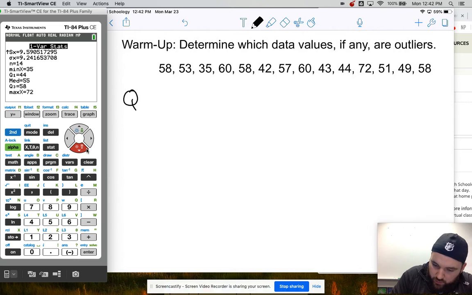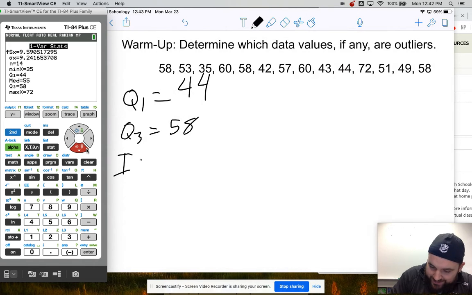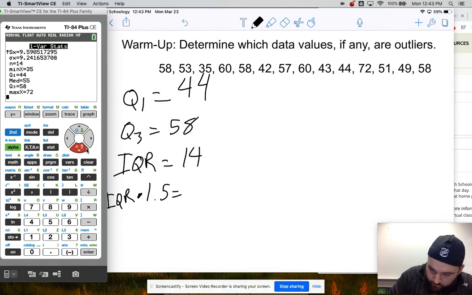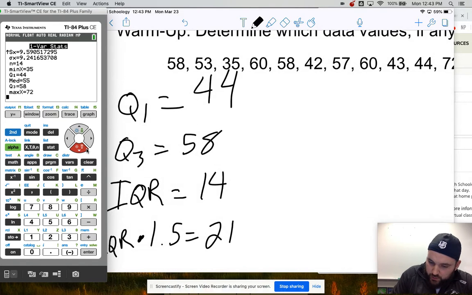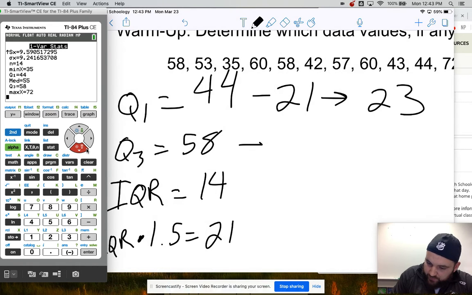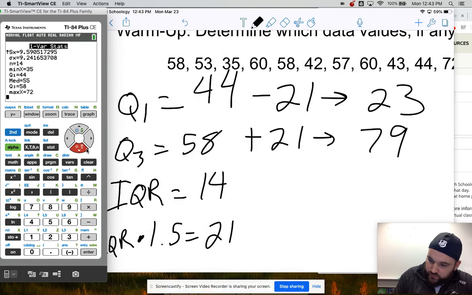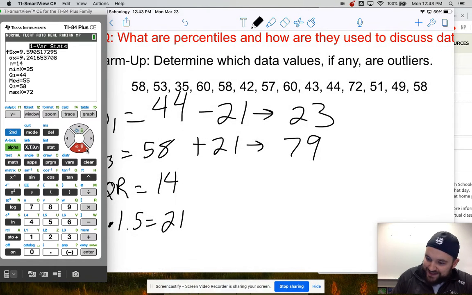So we got Q1 is 44, Q3 is 58. So my IQR is 14. Then the IQR times 1.5 is going to be 21. Okay. So if I take Q1 and subtract 21, that gives me 23. And if I take Q3 and add 21, that gives me, what's that, 79? So anything below 23 or above 79 is considered an outlier.